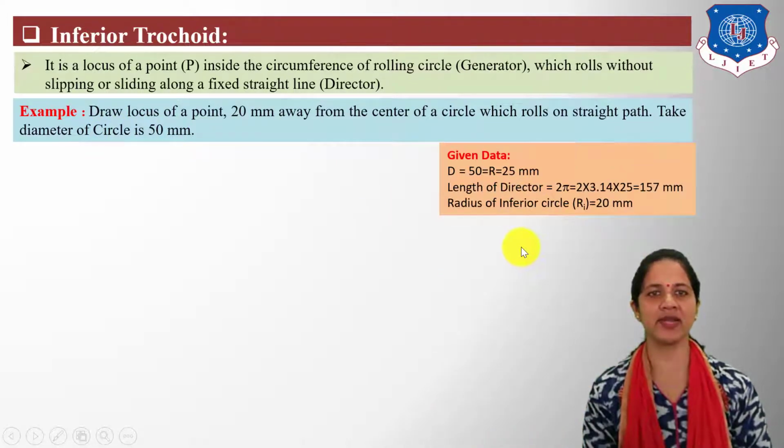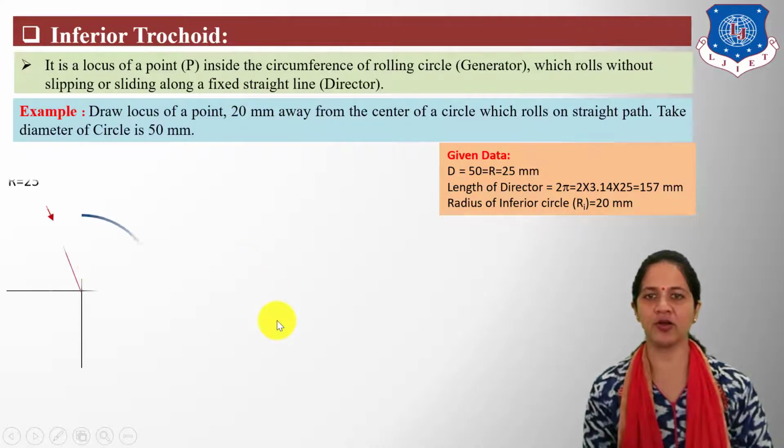First, list out given data. Diameter of the rolling circle is 50 mm, so radius is equal to 25 mm. Length of director is equal to 2 pi r, which is 2 into 3.14 into 25 mm radius, equal to 157 mm. Radius of inferior circle is given here, 20 mm.